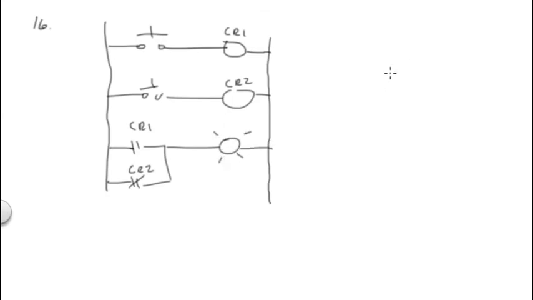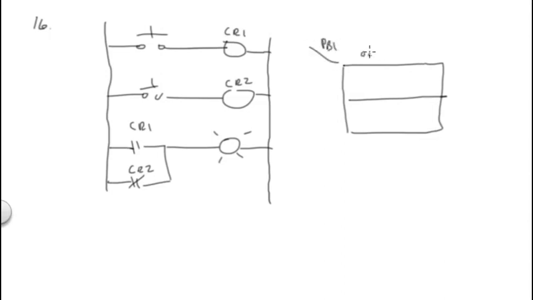So we're going to build a table called a truth table. And we're going to ask the question, when is this puppy on? Okay. And here's PB1 up here, off.